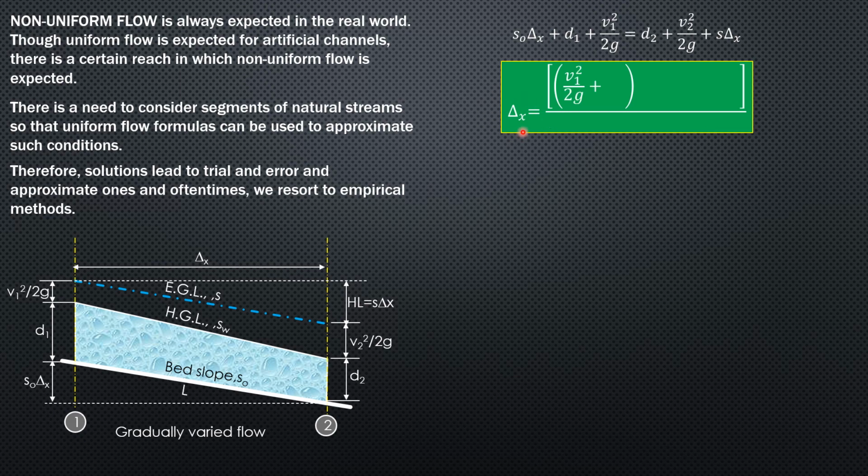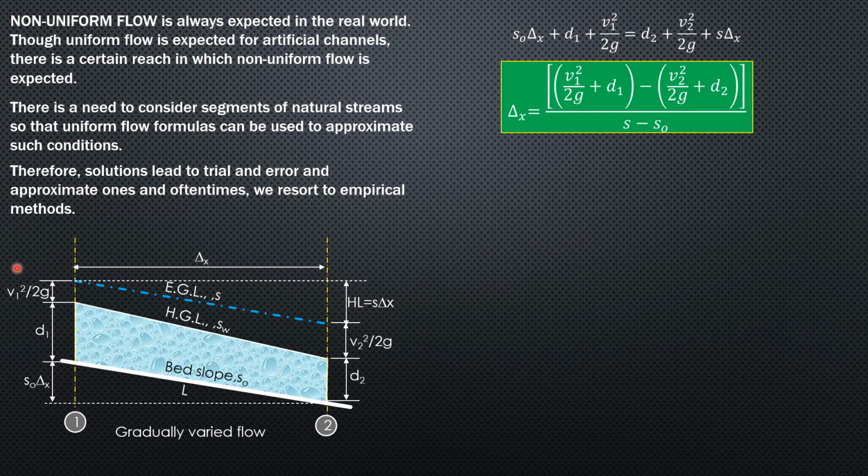Then if delta x is negative, it means that the flow direction is opposite. If it is positive, then the flow direction is such that the upstream section would be section 1, and the downstream section would be section 2. If the result is negative, meaning the upstream section is section 2 and the downstream section is section 1. That's the meaning of that.